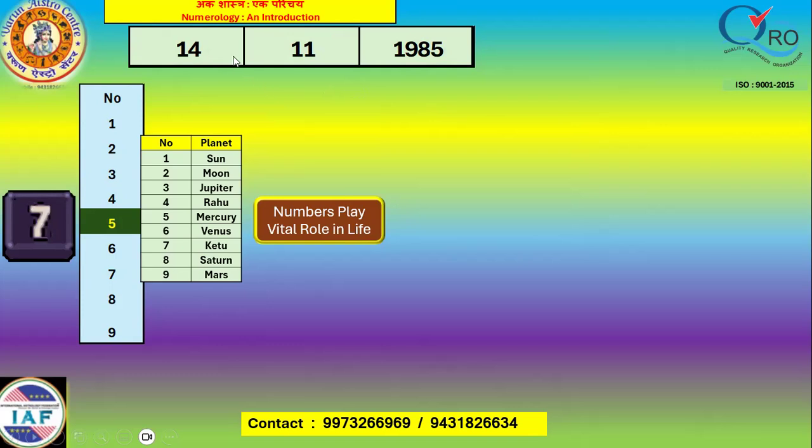So for 14 it will be 5, 5, 11, 2. For 1985 it is also 5. So when we add the numbers of the birth date, we get the driver or prime number. When we add all the numbers, like date, month, and year, we get the life number or conductor.